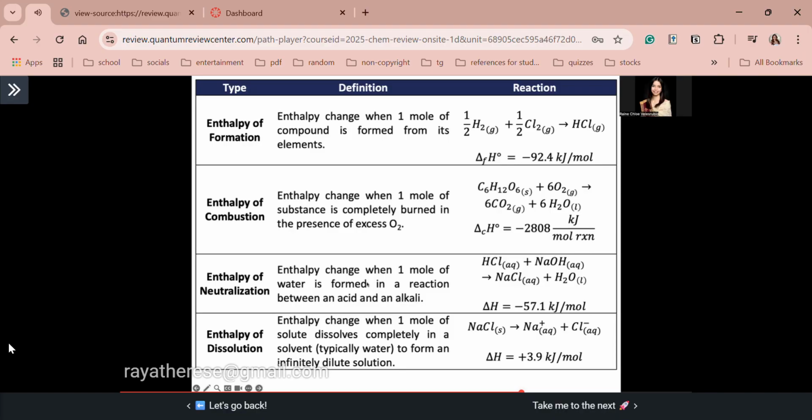And then for enthalpy of neutralization, that is also a type of enthalpy for chemical changes. Okay, here, enthalpy change occurs when 1 mole of water is formed in a reaction between an acid and an alkali. So you have an enthalpy of neutralization here. Okay? Next, we also have what we call enthalpy of dissolution here. Enthalpy change occurs when 1 mole of solute, kagaya ng NaCl, dissolves completely in a solvent such as water to form an infinitely dilute solution. So here we see that NaCl, okay, dissolved in water to completely dissociate. Okay?